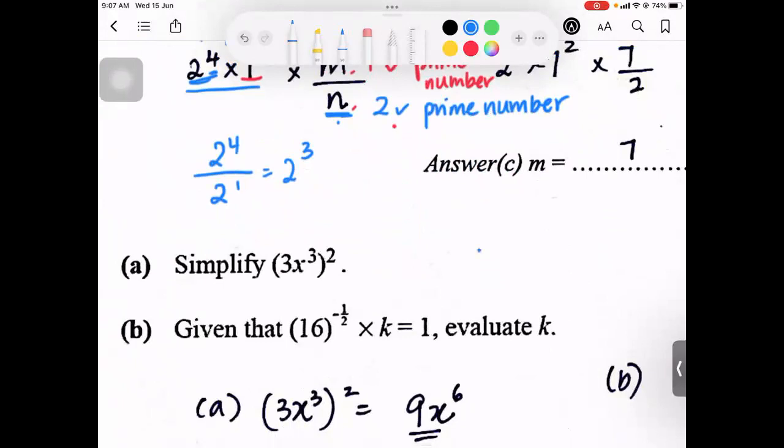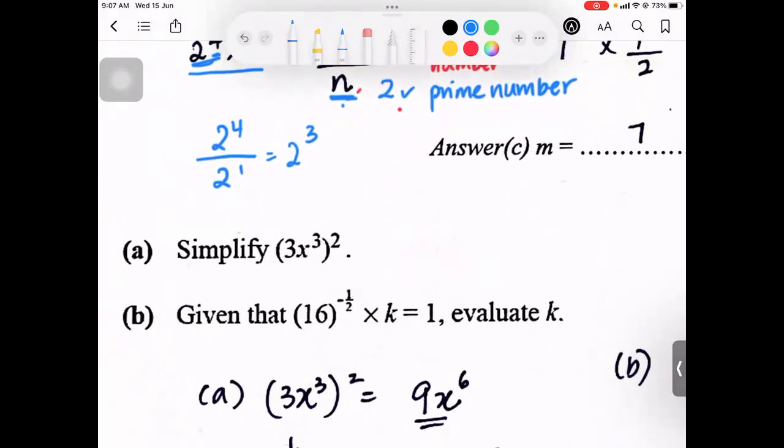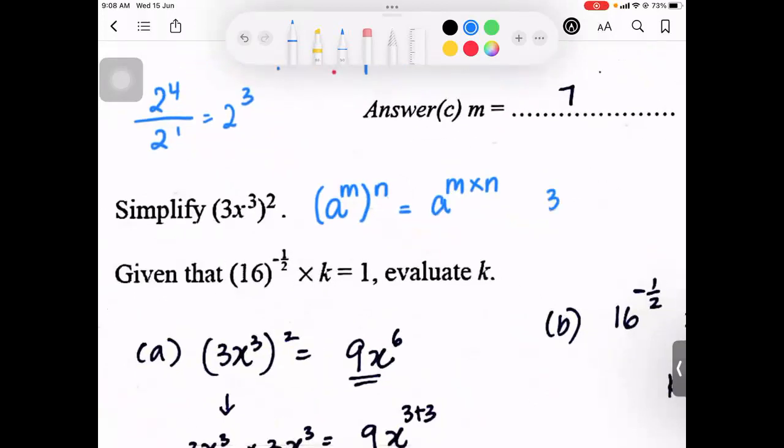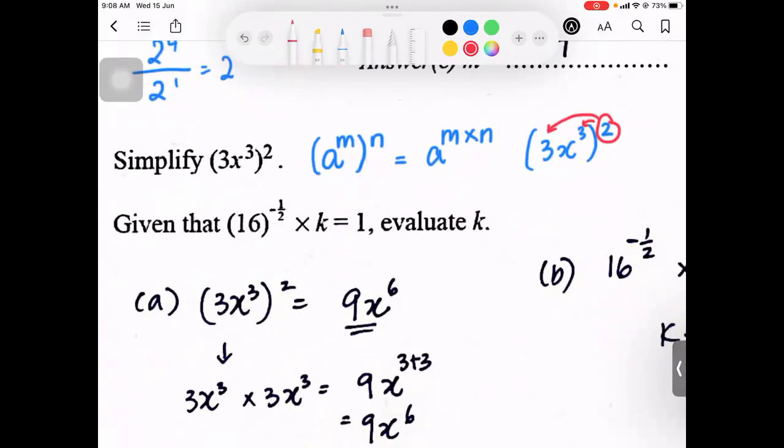Next one, simplifying this. Now this one is the property for index power form indices. If I have a to the power n, in brackets, to the power m, this means it's a to the power n multiplied with m. In this case, I have 3x cubed, all squared. This power 2 must apply to all the different terms. So it has to be 3 squared and then x to the power of 3.